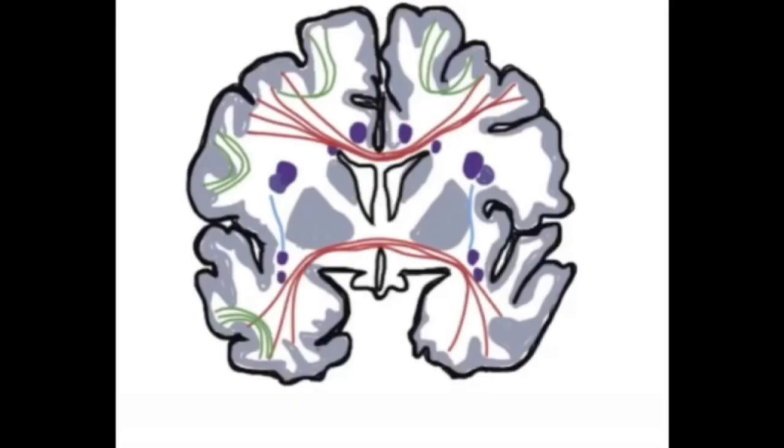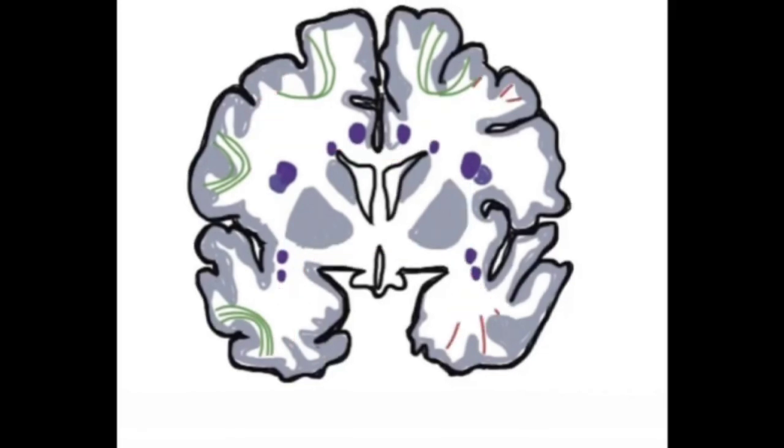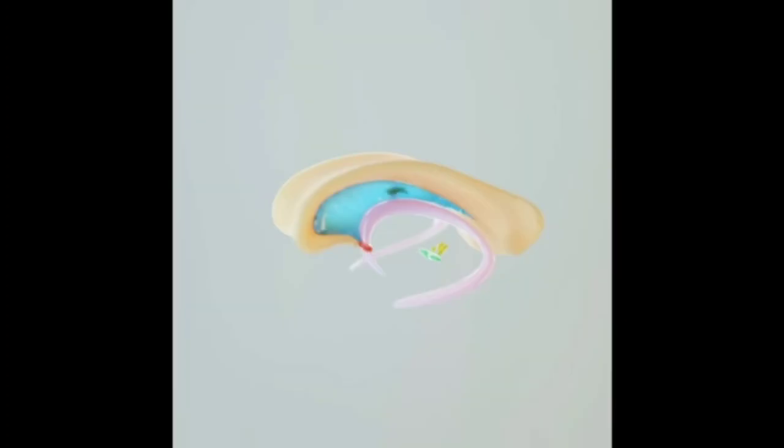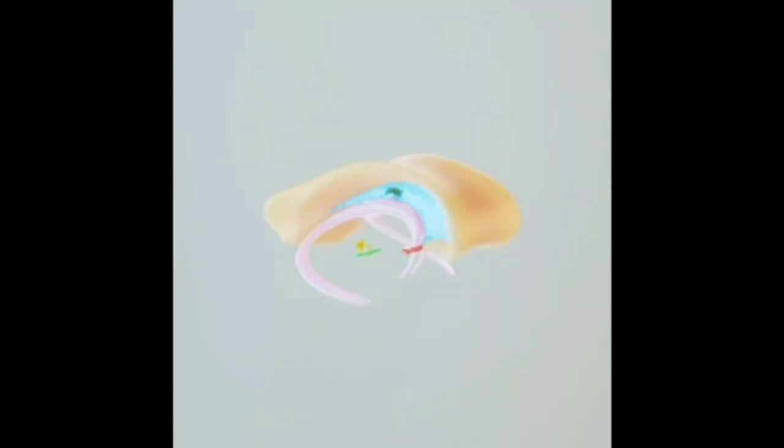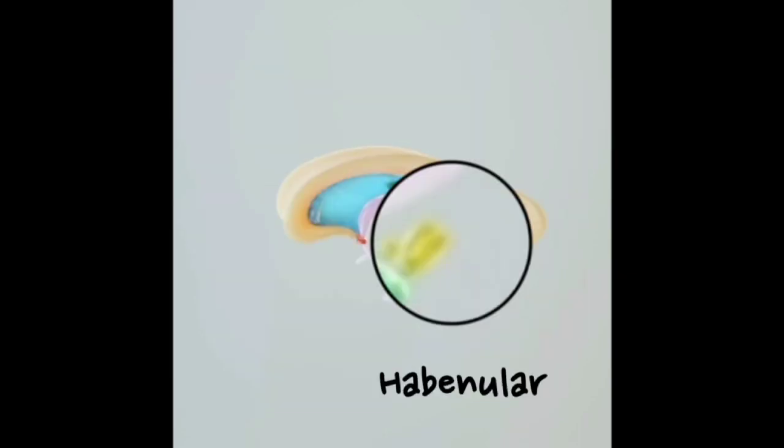Commissural fibers are also called interhemispheric fibers because they connect identical or corresponding regions of the two hemispheres. These groups of bundles are called commissures. The types are corpus callosum, anterior commissure, posterior commissure, hippocampal commissure, and habenular commissure.